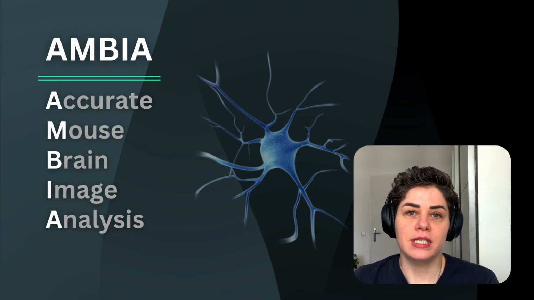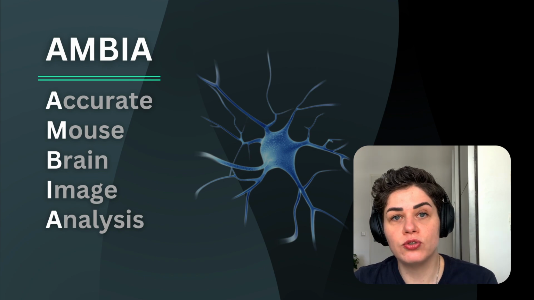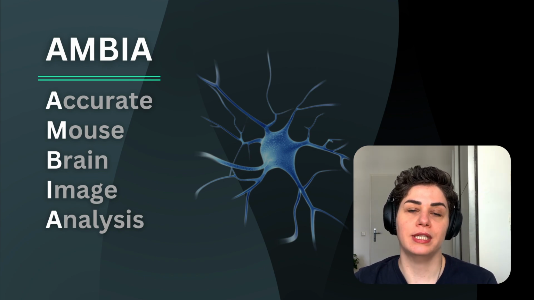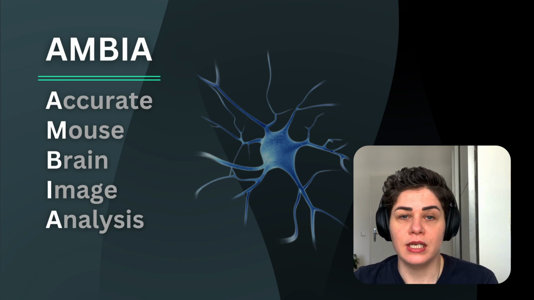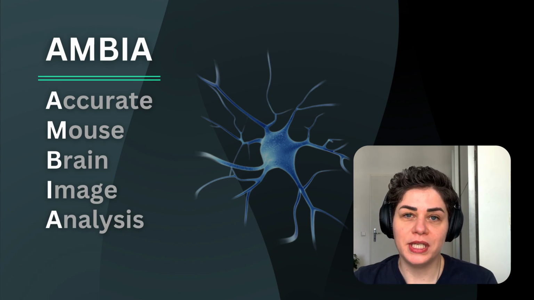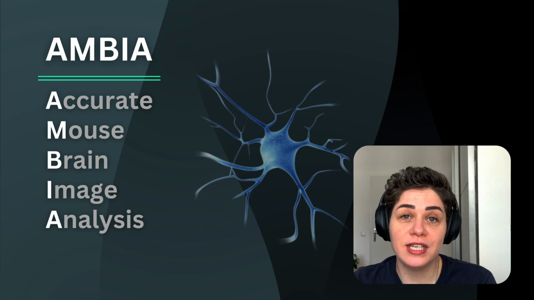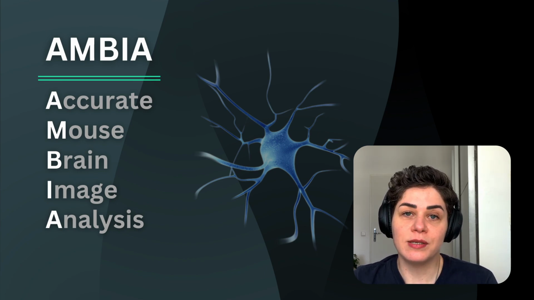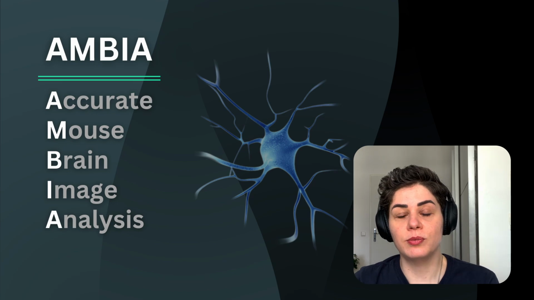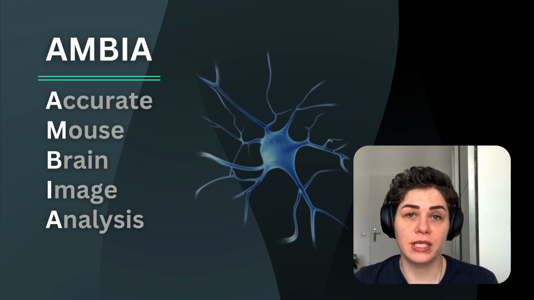This video series is intended to introduce you to AMBIA, a powerful tool that enables scientists in the neuroscience field to accurately and quantitatively analyze 2D histological mouse brain images. AMBIA was part of my PhD project and served as the topic for my PhD thesis. It's entirely developed in Python, has a modular design, and is intended to be really user-friendly so anybody can use it without having programming knowledge.